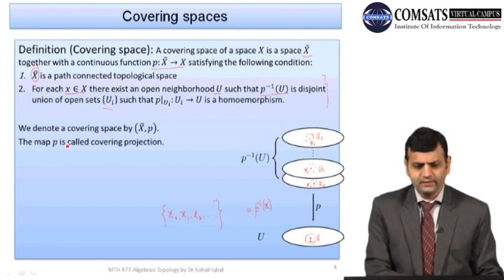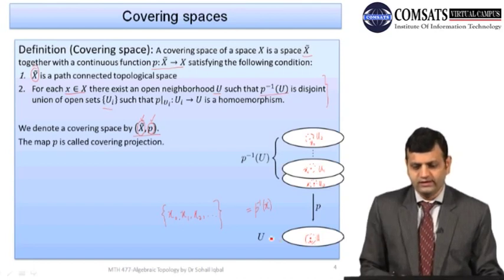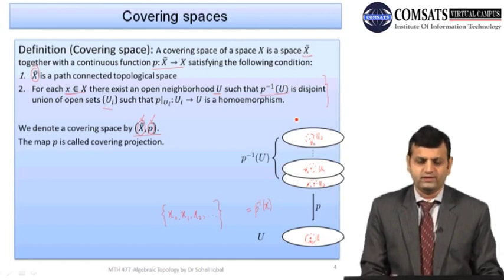We denote this covering space by X tilde, P, because both of these things are important. We need a covering space and we need a continuous function, which is called the projection map. And this space X is sometimes called the base space.